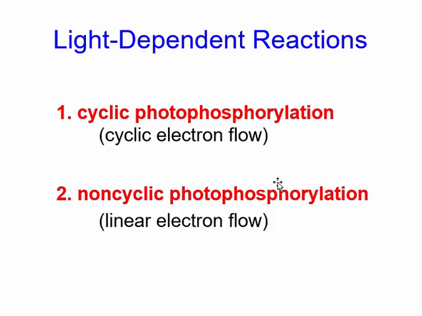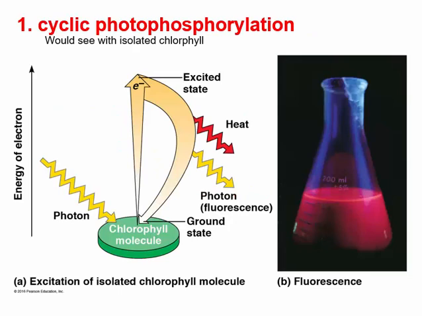So again, it looks like a big word, but if you break it down, it's pretty simple. Non-cyclic electron flow. This is what's happening in plants most of the time, and we'll see how that works in a second. Let's start with this idea of cyclic flow.